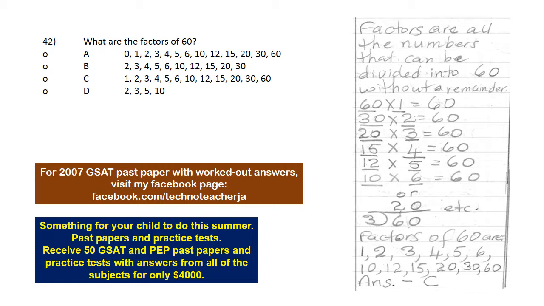Once again, let's say it in order now. The factors of 60 are 1, 2, 3, 4, 5, 6, 10, 12, 15, 20, 30, and 60. So that makes the answer C. Again, the question and answer is, what are the factors of 60? The answer is 1, 2, 3, 4, 5, 6, 10, 12, 15, 20, 30, and 60.